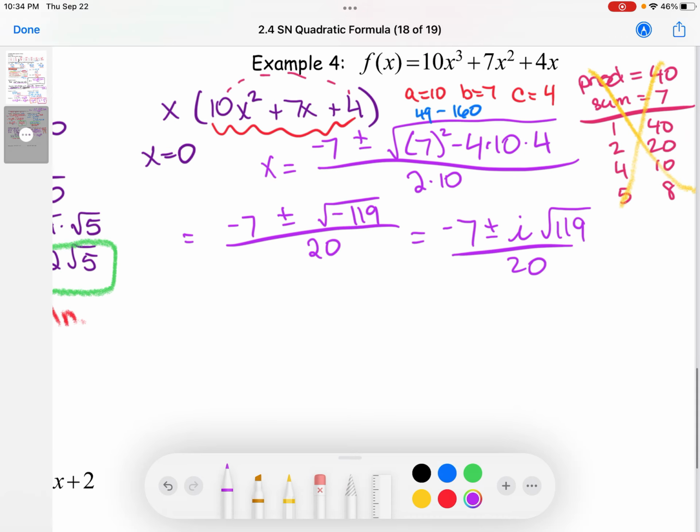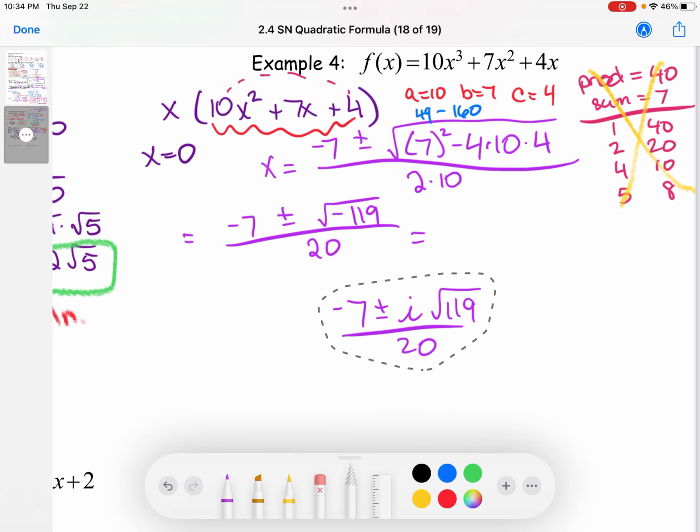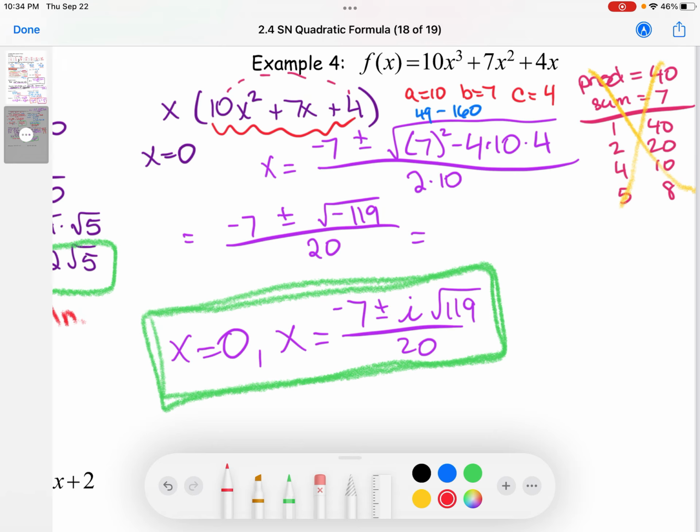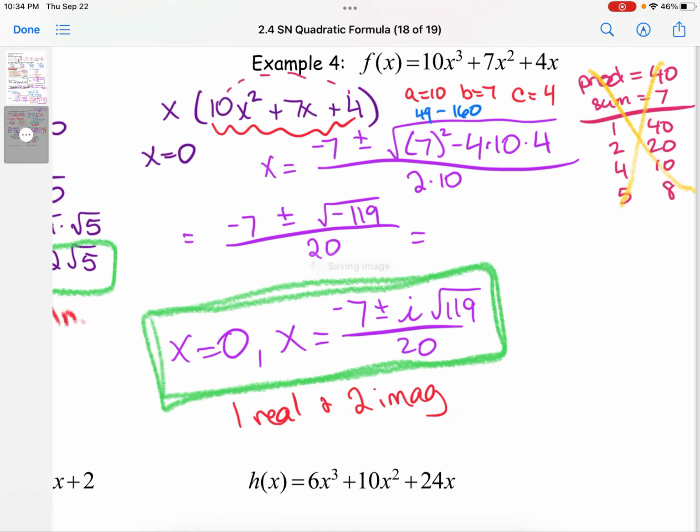Okay? Now, 119 won't simplify. There are no perfect squares that are factors of 119. So x equaling this is part of the solution. X equals 0 is part of the solution. This is 3 solutions. And again, it's 1 real and 2 imaginary solutions. The i giving us the imaginary part.